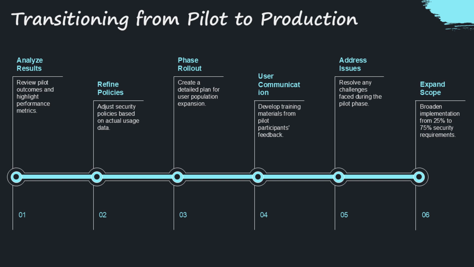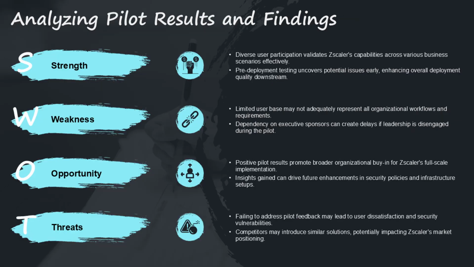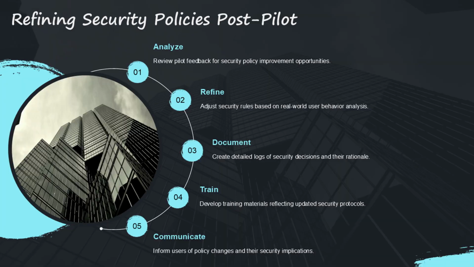Establishing clear success metrics is essential for evaluating pilot effectiveness. You should monitor user experience and collect structured feedback. It's also important to track security incident detection and prevention rates, as well as measure performance impacts on critical applications. Be sure to document any deployment challenges and their resolutions along the way.